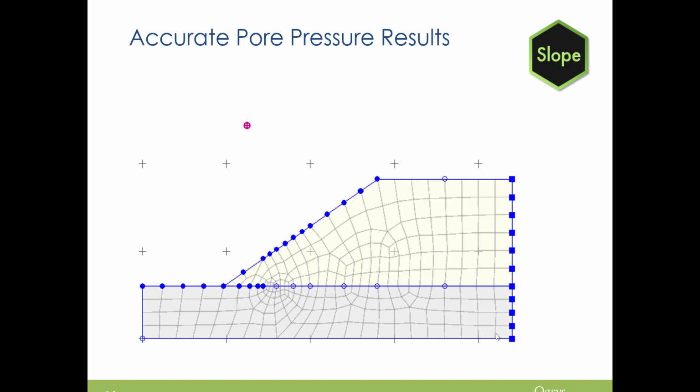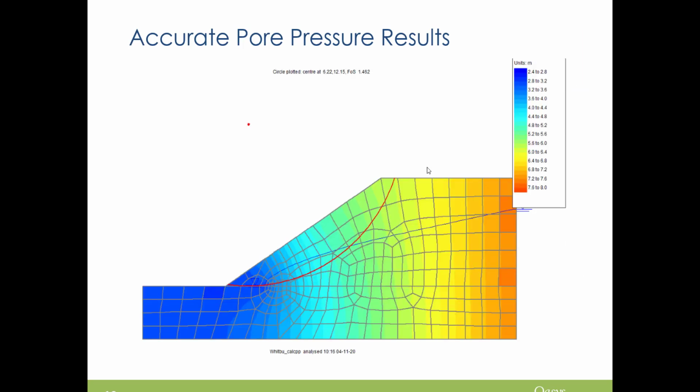So this just gives you an idea of the kind of options that you have for boundaries. So here you can see the different nodes represent different boundary conditions and free flow down as well. And based on that, you get these pore pressure results. So this shows the pore pressures, but you still have the standard circular slip showing there.